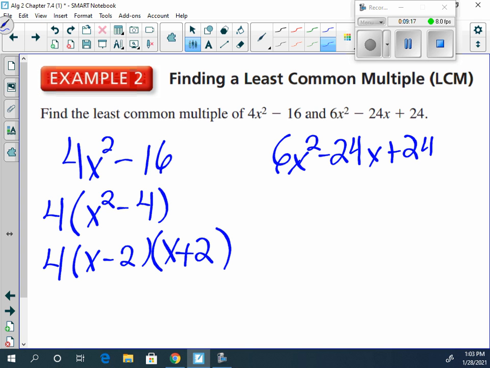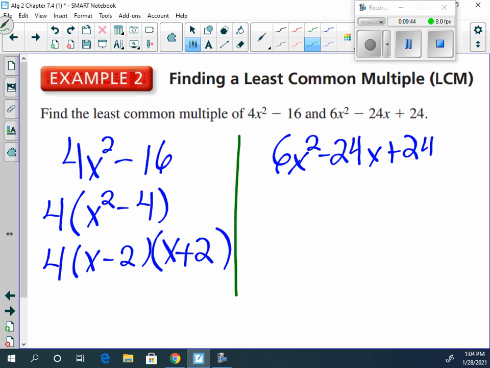Now, in some cases, even without pulling out the 4, 4x squared minus 16 is still a difference of perfect squares. But for what we're going to do, we want to pull the 4 out. We want it out, because it's going to change what the least common multiple would be if we left it in. Well, it wouldn't change it. We would get the wrong one. And that's as simplified as it gets.